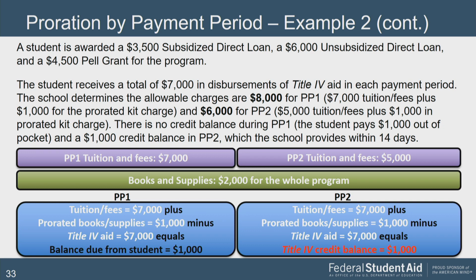And then when we do the same thing for payment period number 2, we're going to take the $5,000 in charges for payment period number 2, add in the $1,000 of prorated kit charges, and we have total charges of $6,000 for payment period number 2. There's no credit balance during payment period number 1, and the student has to pay $1,000 out of pocket because there's a balance due.